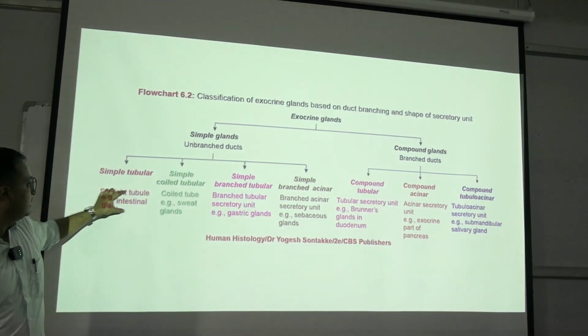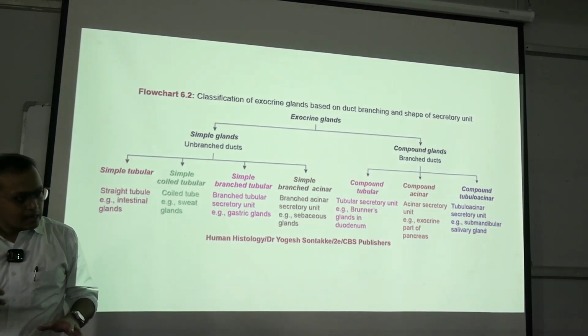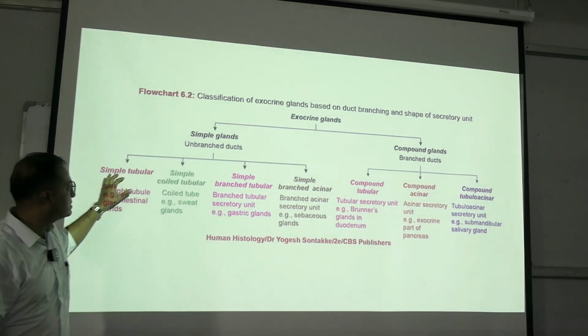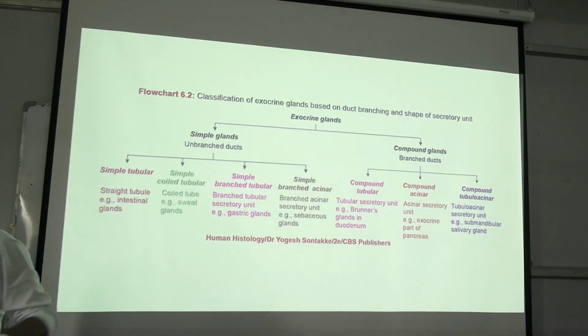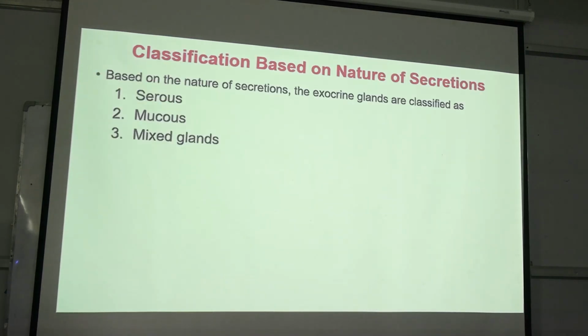Like intestinal glands, simple tubular, these things, just don't try to memorize these things. As you go through, it will stick to your mind. Don't overdo these things. Just remember this upper classification. The example part, don't remember this. Alright? You will be coming into it.